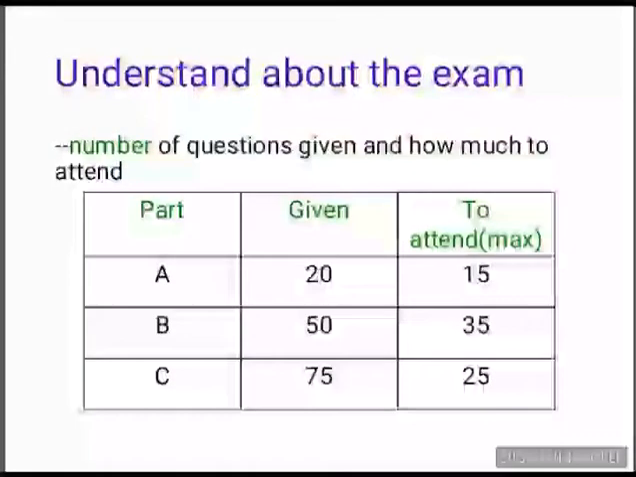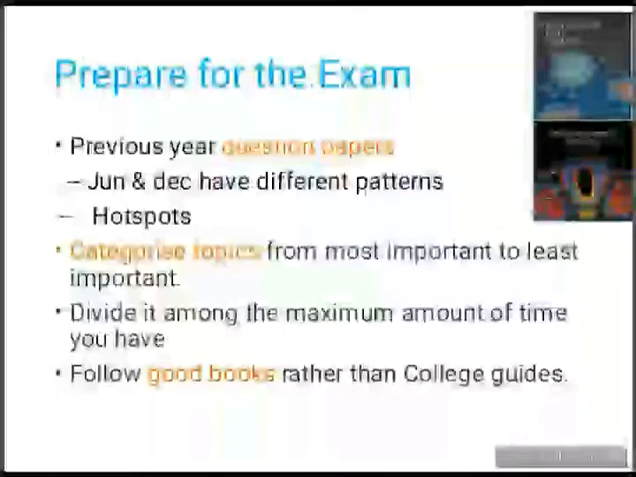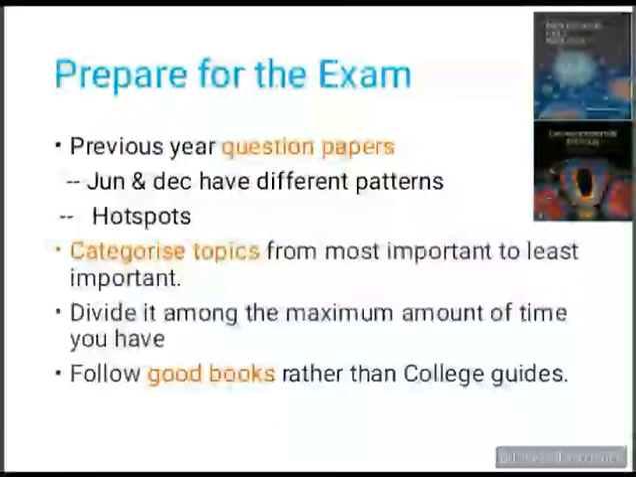Next is the number of questions given and how many to attend. Part A has 20 questions and the maximum number we have to attend is 15. Part B has 50 questions and we have to attend only 35 of them. And Part C has 75, from which we only have to attend 25 questions. So Part C has a lot more questions, a smaller number to be attended, and a higher marking scheme.